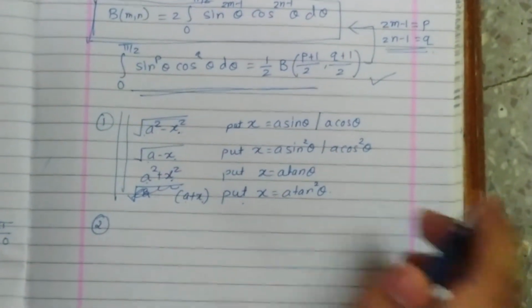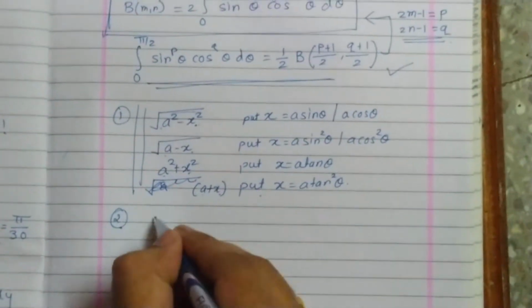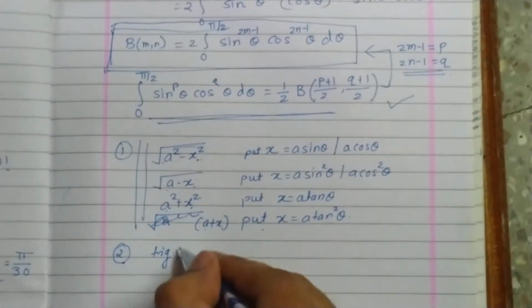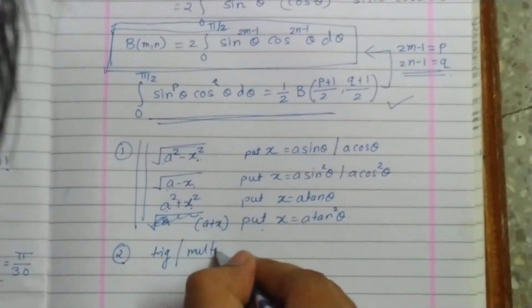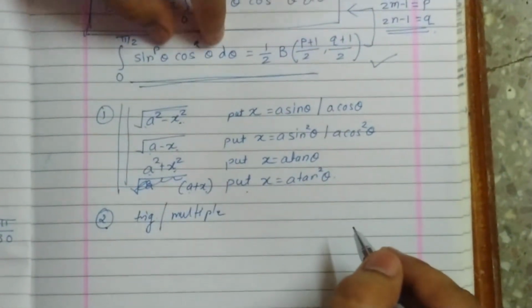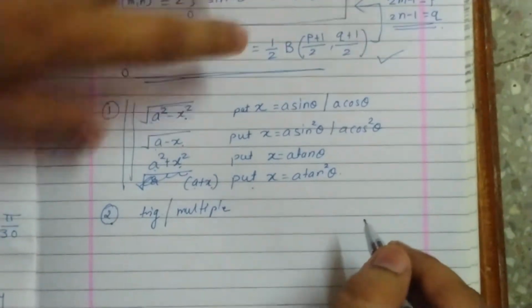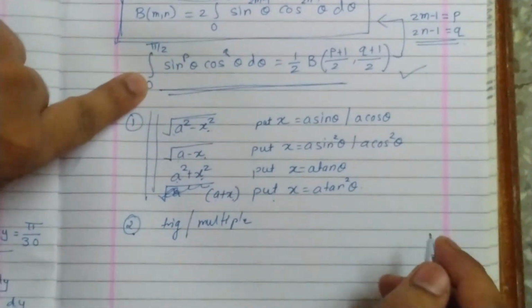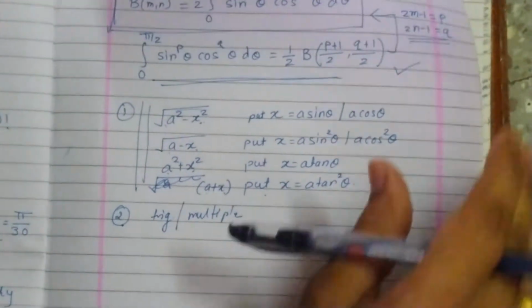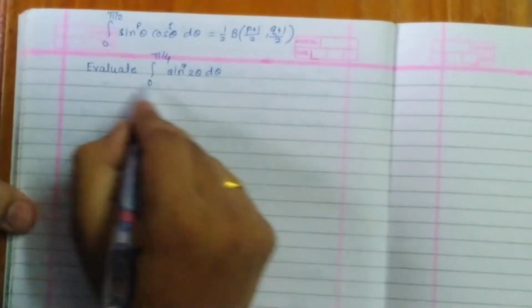In another case, in the second case, whenever I have some trigonometric functions as an integrand, or multiples of the trigonometric functions are involved in the integrand, I would like to follow this second form of the beta function. Let's discuss a simple example based on it. Let's come to this example.